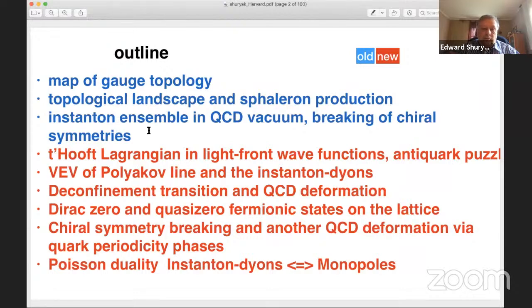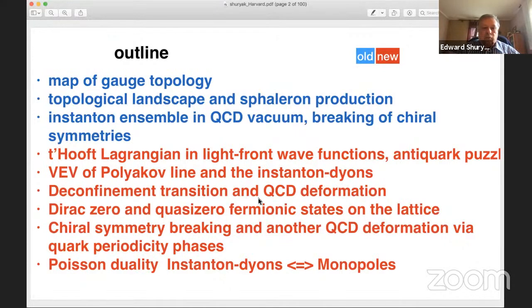So one example of the importance of instantons is that they generate a specific interaction between quarks described by the so-called 't Hooft Lagrangian. And one application I will give you, there are many more. Then I will speak about constituents of instantons, which are called instanton-dyons and instanton monopoles. And these are semi-classical objects, and the statistical mechanics of an ensemble of them, which is kind of similar to condensed matter calculation, describes two phase transitions that we have in QCD, the confinement and the chiral symmetry restoration.